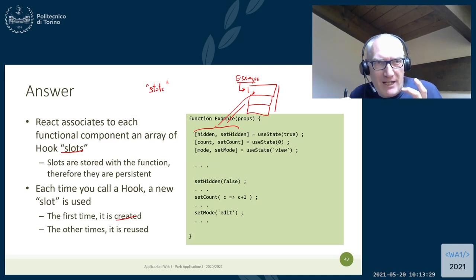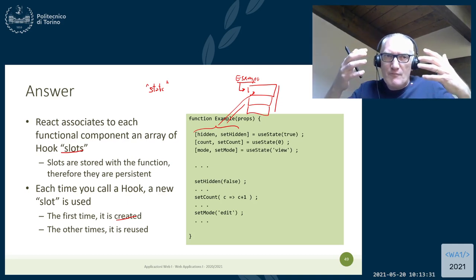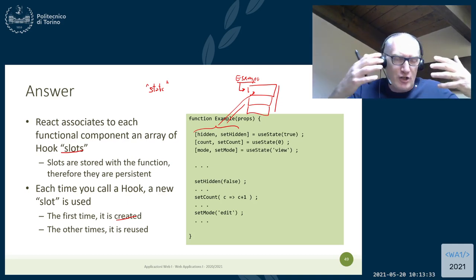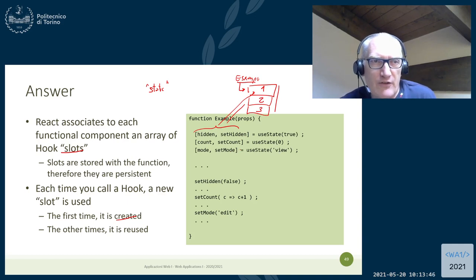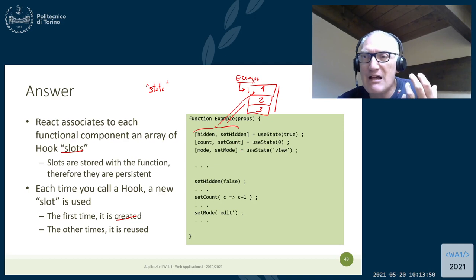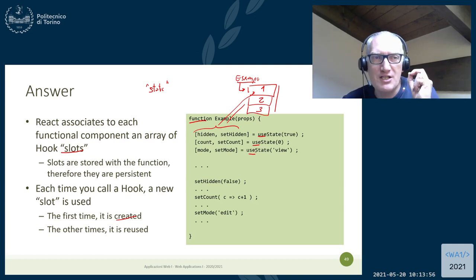But the only information that keeps consistency between different calls of the function is the order. This is the first slot, this is the second one, this is the third one, that contains some opaque information that we may use inside our function. So basically we have to be extra careful that every time we call this function, all the hooks are called always in the same order.